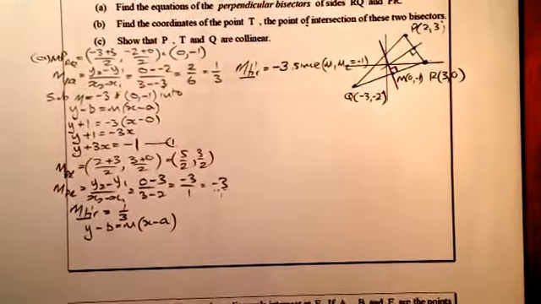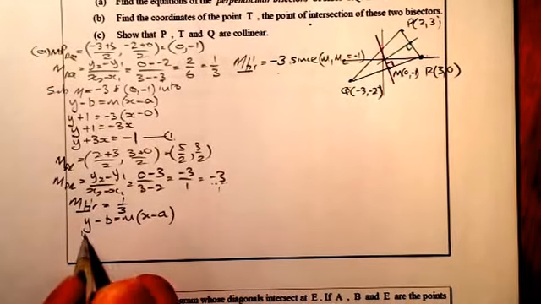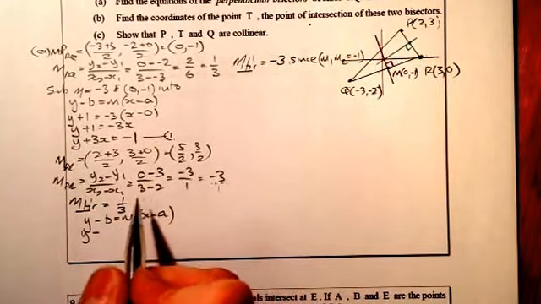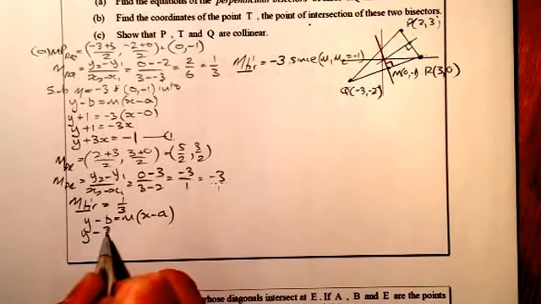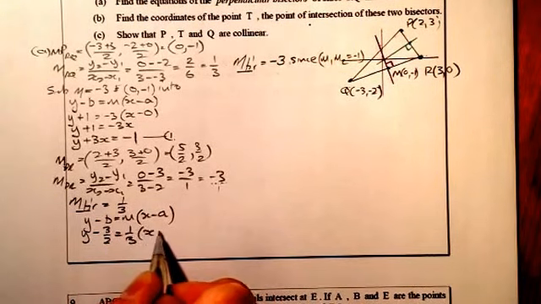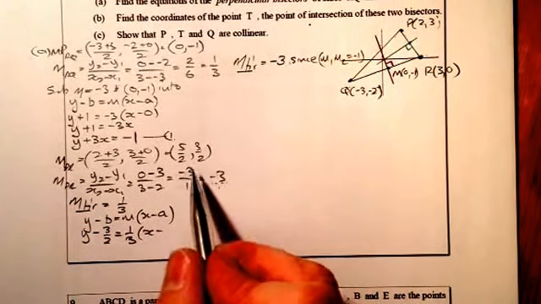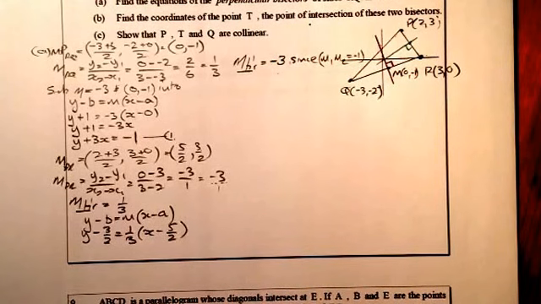And when I substitute that in, what we're going to get is y minus, and the point I'm going to be using is the midpoint, so that's 3 over 2, is equal to the gradient, which is a third, times x minus a, which is going to be 5 upon 2. So I've got quite a bit of fraction work that I'm doing here.